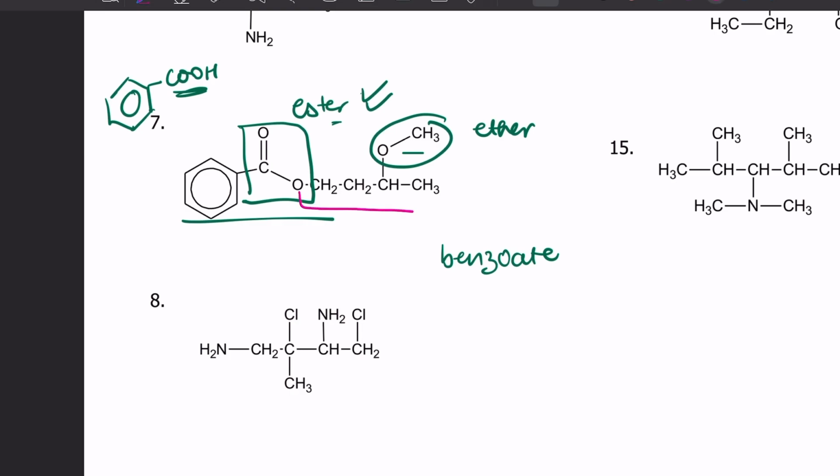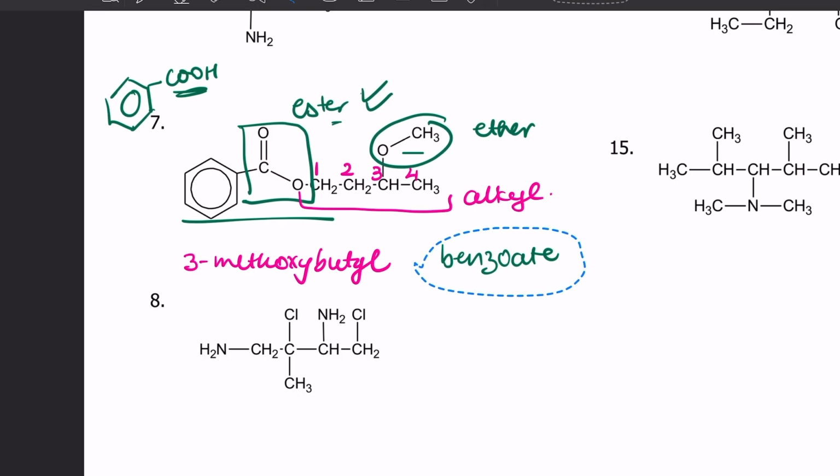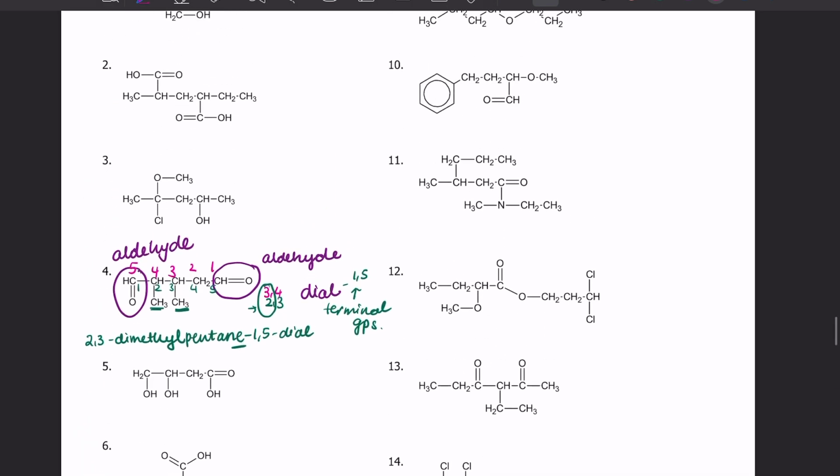And this is the alkyl group. The part that is attached to the oxygen is the alkyl group. What kind of alkyl group? The numbering starts at the carbon that is attached to the oxygen. So then this is a 3-methoxybutyl benzoate. Between the methoxy and the butyl, you don't leave any space, but between the butyl and the benzoate, you do leave a space. For esters and acids, we will leave a space.